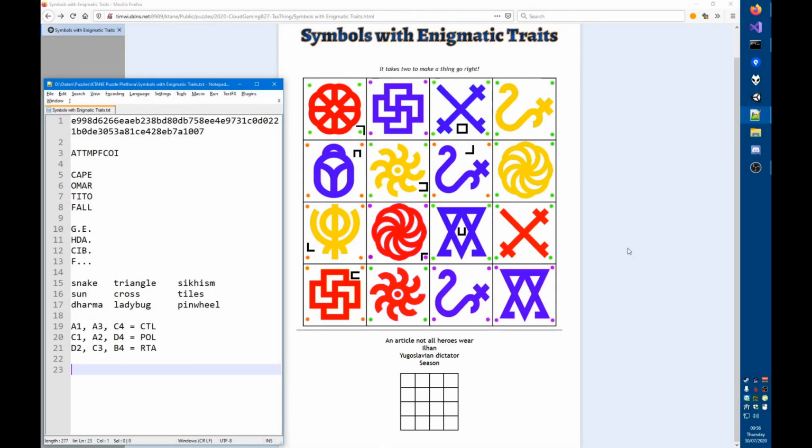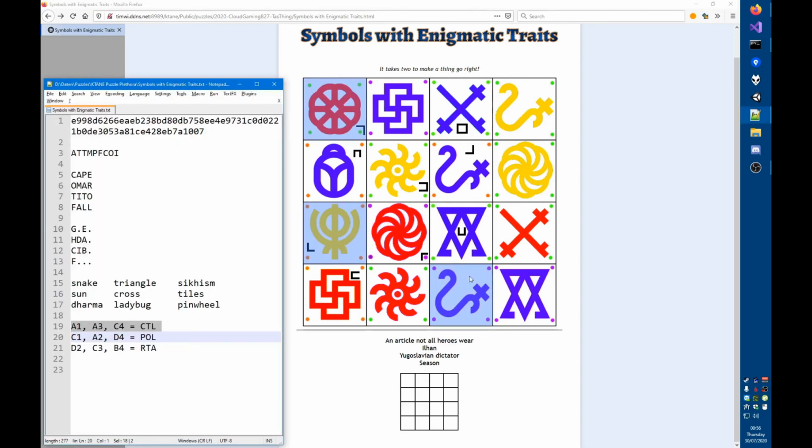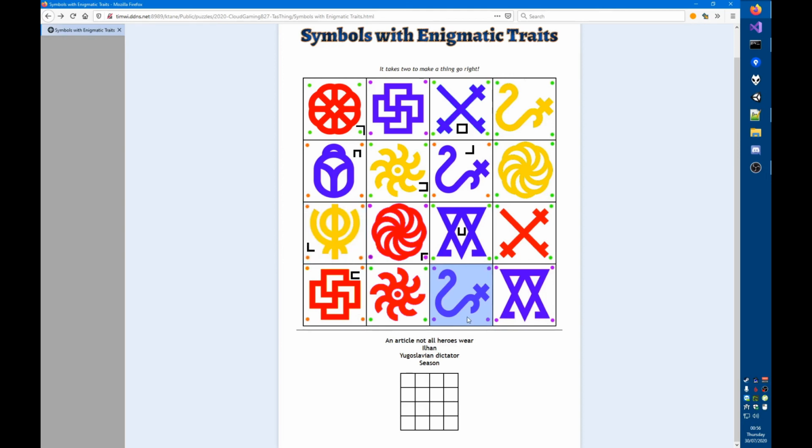And we're back again, and here's the thing. I could have solved this puzzle without consulting with the authors, because I made a mistake. This first one, Alpha 1, Alpha 3, Charlie 4, is not actually a set, because this thing here is not a cross, it's a snake. And Dharma, snake, and Sikhism just doesn't fit. So that is not actually a set.